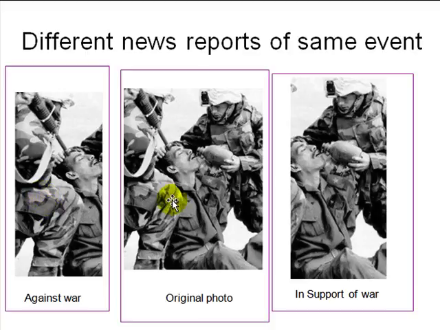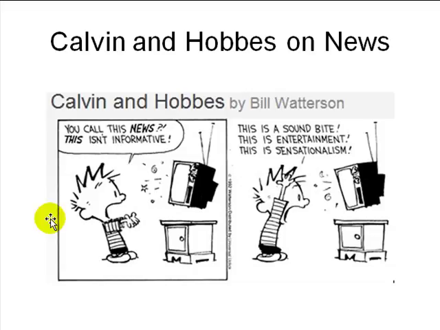So you can distort views by the way you interpret or talk about it. So let's look at Calvin and Hobbes. This is Calvin, a famous cartoon by Bill Watterson. He says, you call it news, this is informative, this is soundbite, this is entertainment, this is sensationalism. So one thing to remember, news is paid for, and whoever pays for decides what they want to say. They will not show something that disagrees with them.